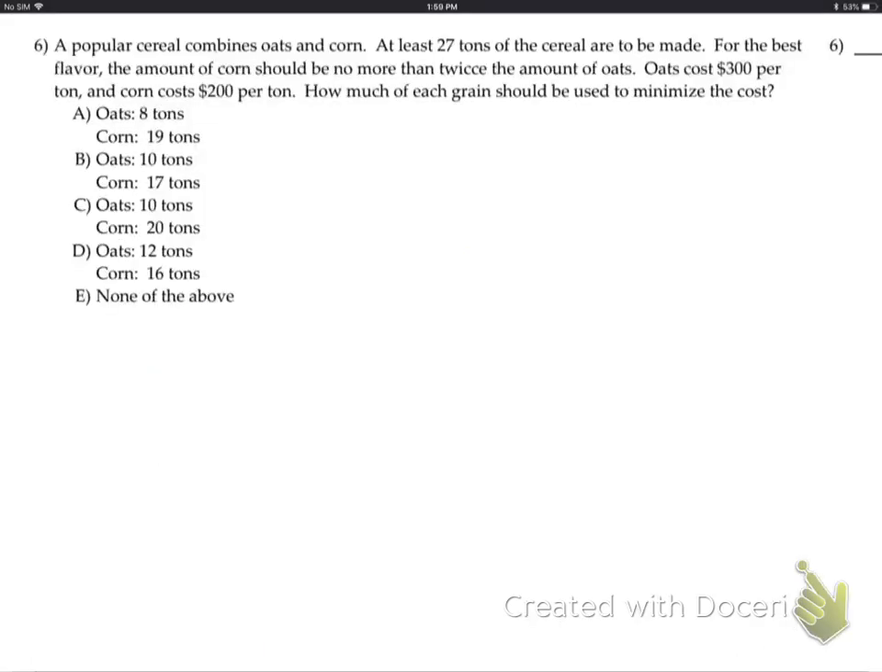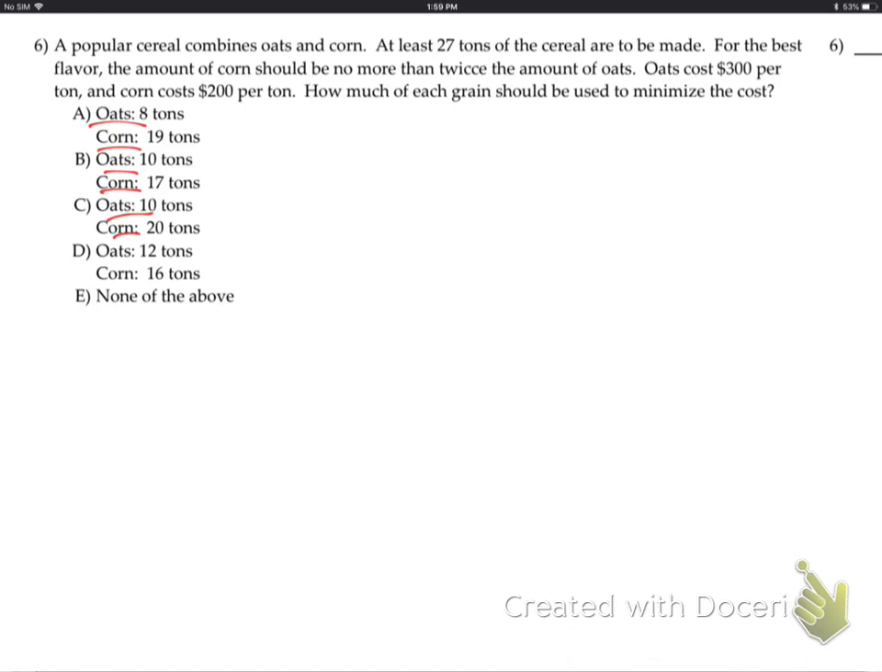Okay. At least 27 tons. So how much grain should be used to minimize cost? Oh, this is a hard one too. Yeah, these ones are hard. Let's go through it. So we've got to set the whole thing up and solve it. How much of each? Remember, you always want to find oats and corn. So what are our two variables? Oats and corn. Remember, always look at what your variables are first. That gets the ball rolling for you.